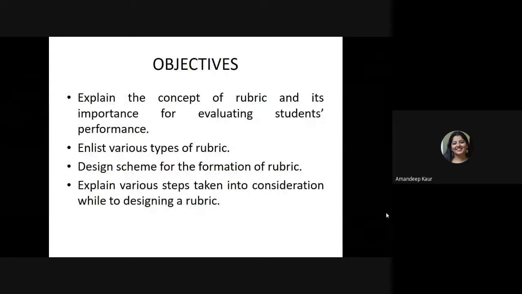Next is the design scheme for the formation of the rubric. When we say design scheme for the formation of the rubric, there is a standard criteria that we are going to follow. For example, if there are 6 different departments or 5 different departments at your institute level, it is not that one department is using a different criteria for evaluation and another department is using a different criteria for evaluation. As far as evaluation criteria or evaluation tools are concerned, all the departments need to design similar kind of criteria. So your design scheme needs to be the same for all the students, for all the branches in your department.